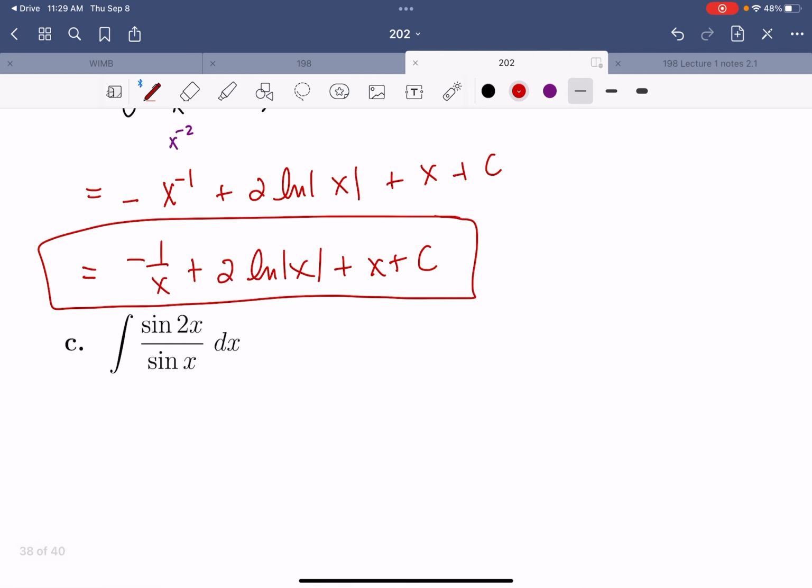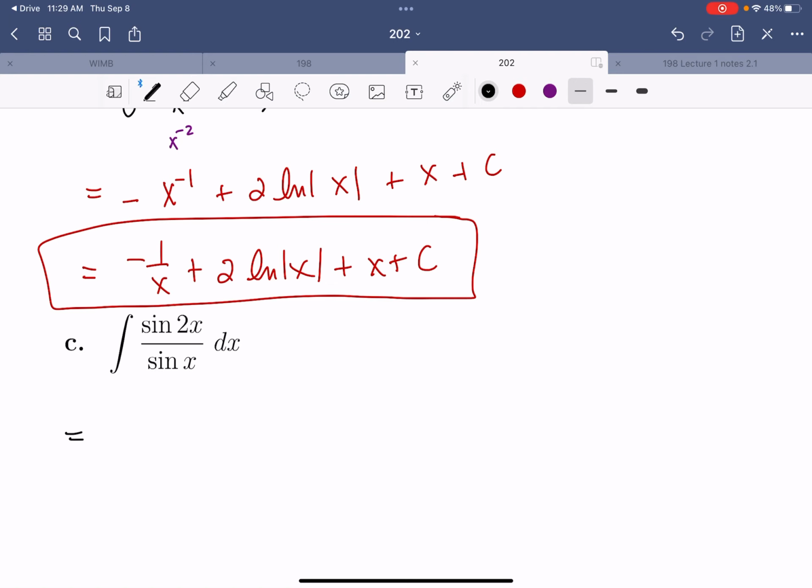All right, and this last one, we're going to need a trig identity. So this isn't one that I typically keep memorized, but I know that it's there, so I can look it up if I need it. But sine of 2x I can rewrite. So the first thing I'm going to do is simplify this because I can't do division.